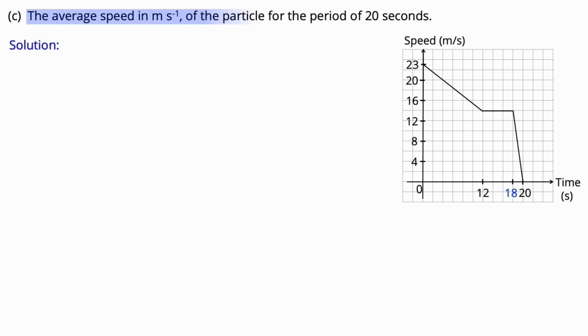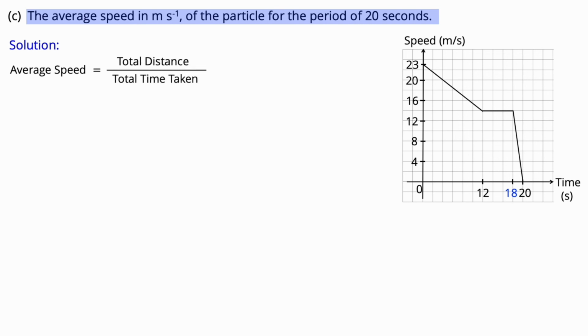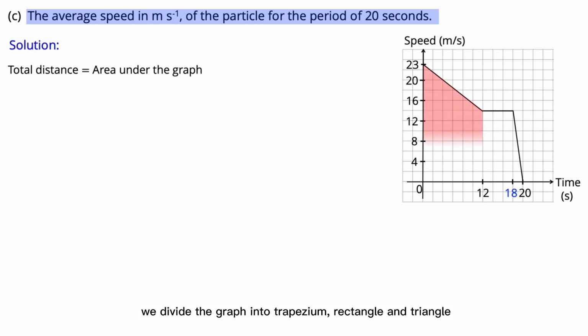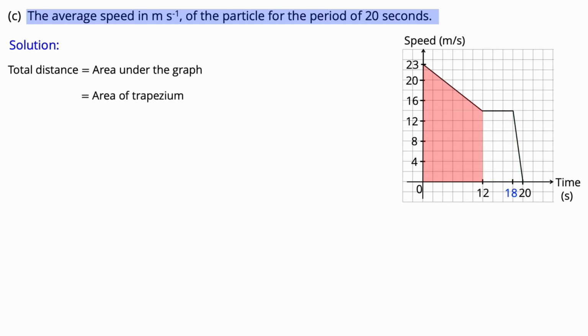C. Calculate the average speed in meters per second of the particle for the period of 20 seconds. The average speed equals total distance divided by total time. The total distance traveled is the area under the graph. To find the distance, we divide the graph into a trapezium, rectangle, and triangle. Firstly, the area of the trapezium. Area of trapezium equals 1 over 2 times the sum of parallel sides times the distance between them.